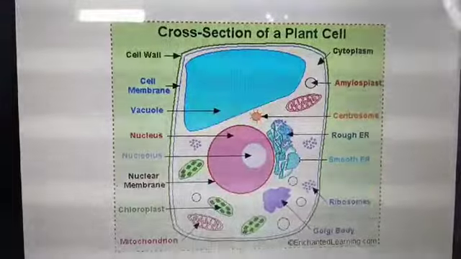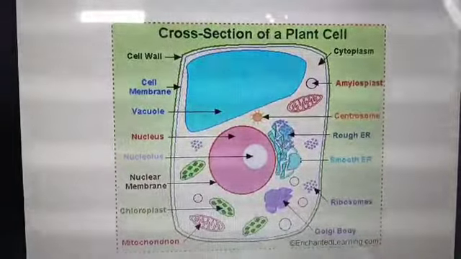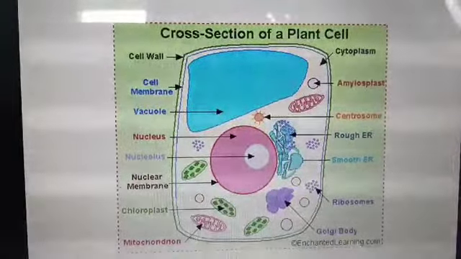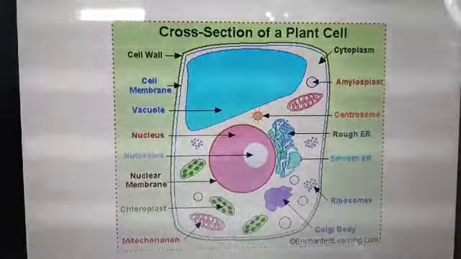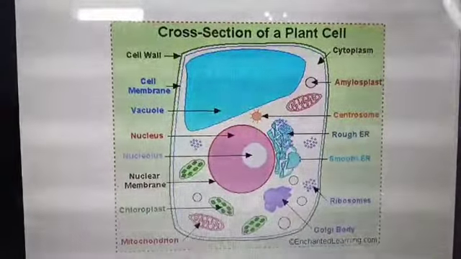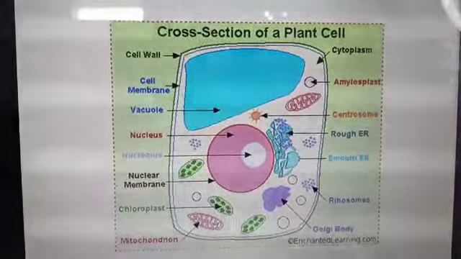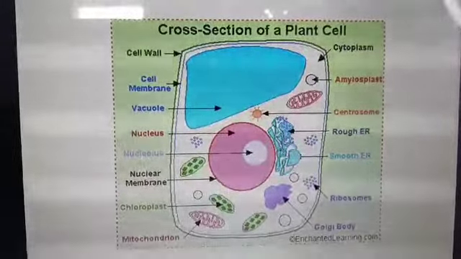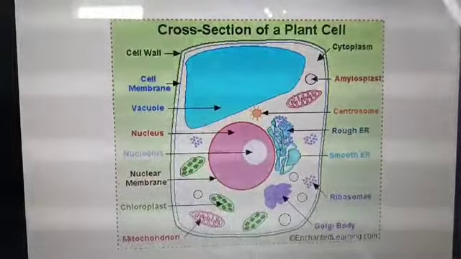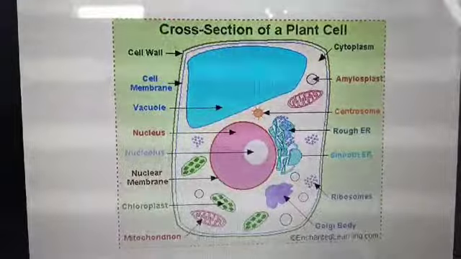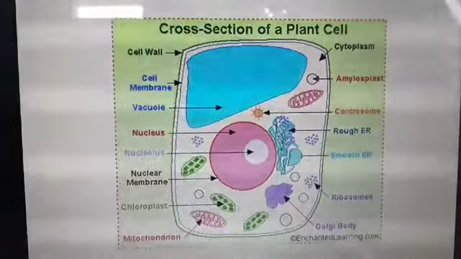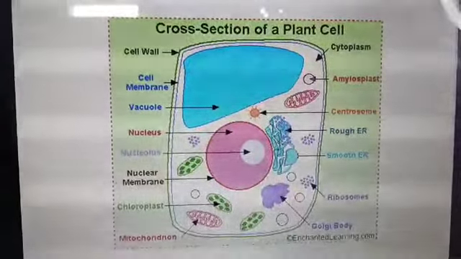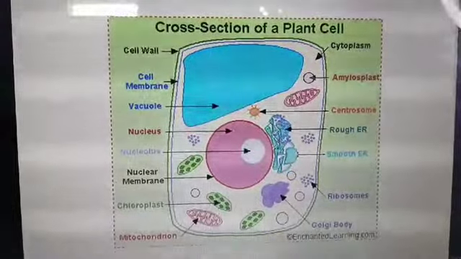The basic parts of the plant cell are the cell wall and the cell membrane. Then there is a large vacuole, cytoplasm, endoplasmic reticulum, Golgi bodies, nucleus, and mitochondria. Obviously, there is also some green colored pigment substance that is called the chloroplast.